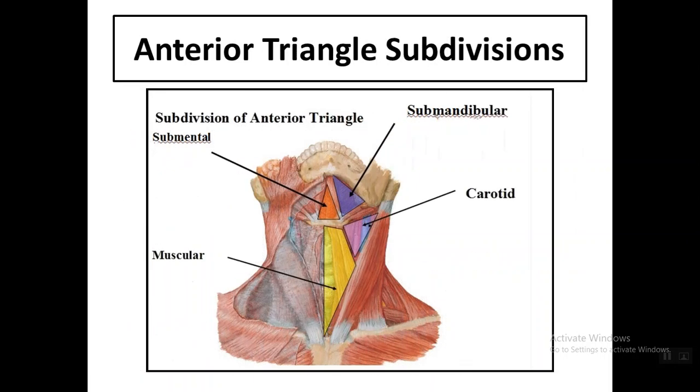There are further subdivisions of the anterior triangle, as we said, by the presence of this muscle. We can divide the anterior triangle into a submental triangle, submandibular, carotid, and the muscular triangle.